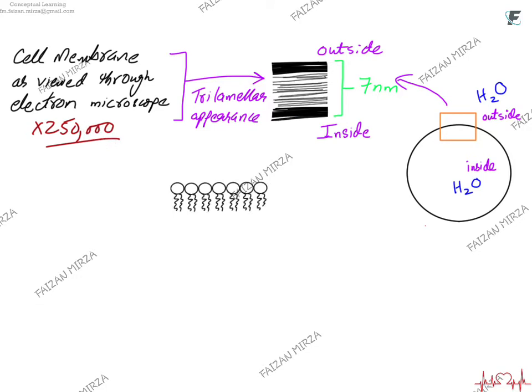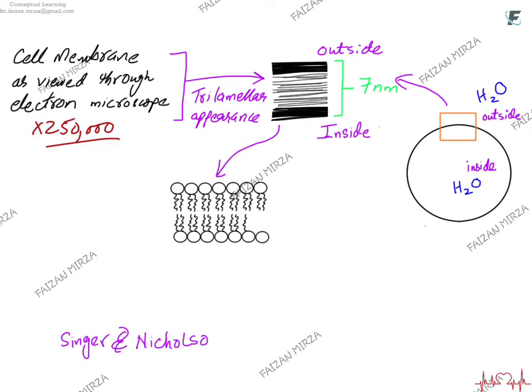Not only Singer and Nicholson, there were several scientists, Danielli and Davson, who initially pointed out how the phospholipids can be arranged in 2 layers, and Gorter and Grendel. So there were multiple scientists before Singer and Nicholson who gave the idea that the membrane is made up of lipids, and eventually Singer and Nicholson were the ones who decoded it for us in 1972.